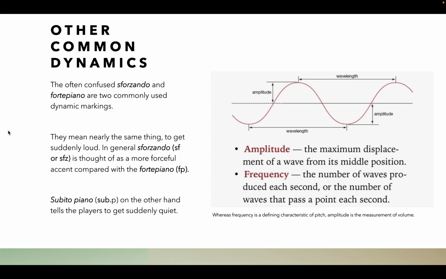We also have other common dynamics. These have to do with, instead of growing subtly louder or subtly softer over time, getting suddenly loud or suddenly soft. So words like sforzando and forte piano commonly mean you're playing along and then you're suddenly loud and then you pull back to be suddenly soft again. So it adds an accented moment to the music. And subito piano, on the other hand, means to suddenly get quiet.